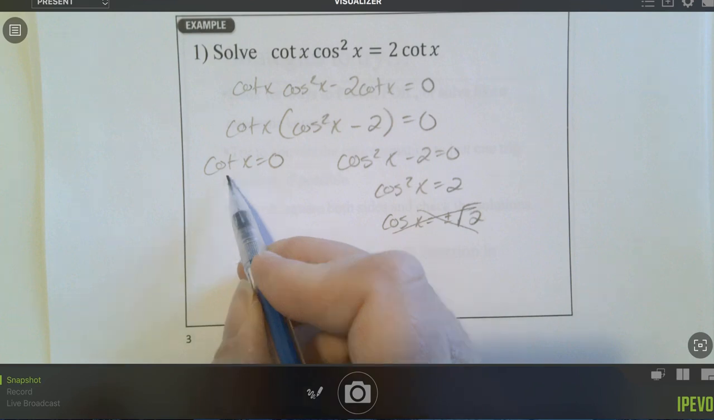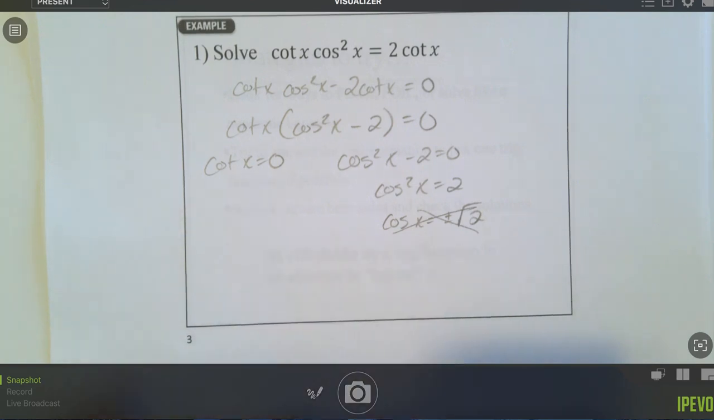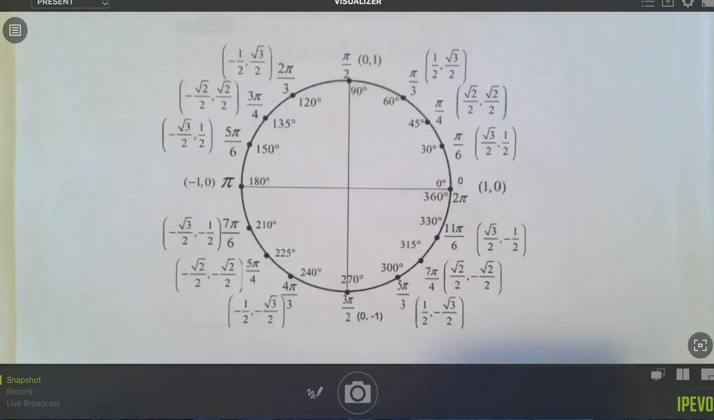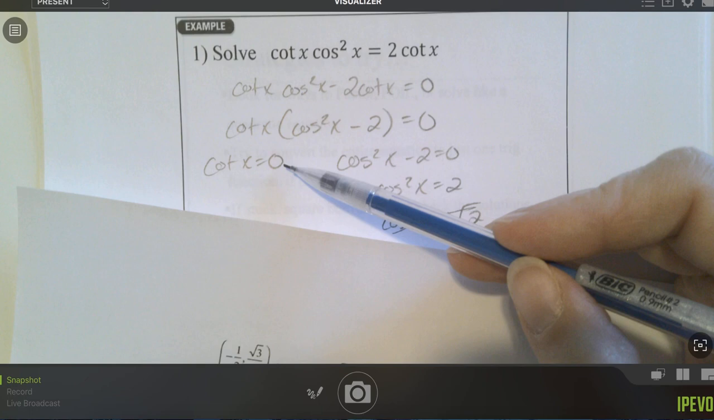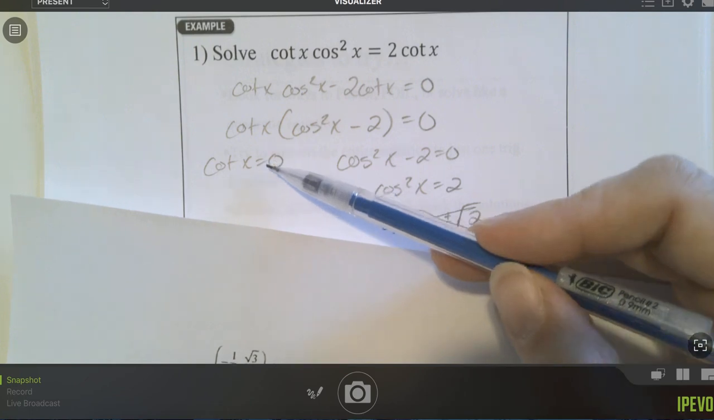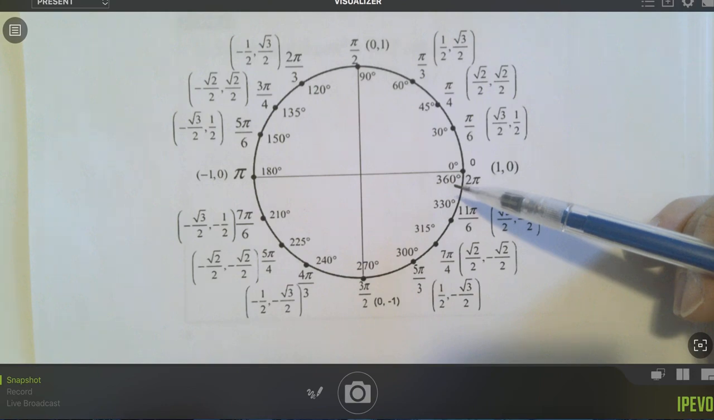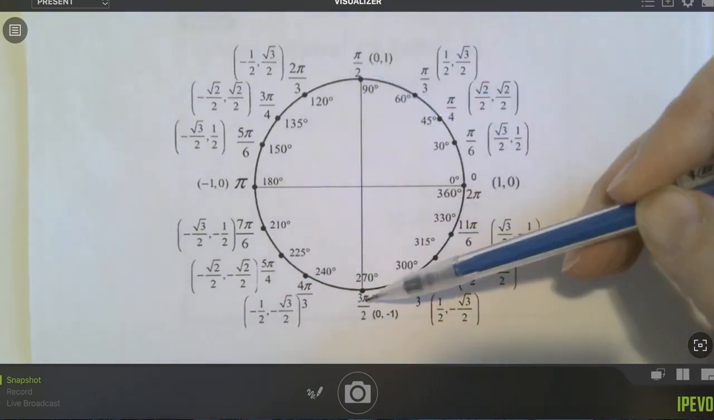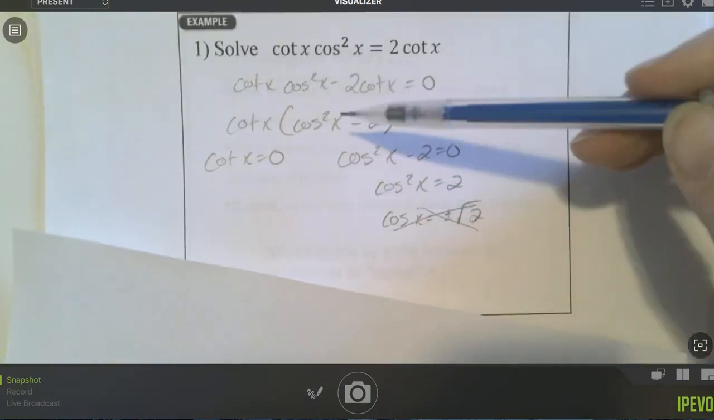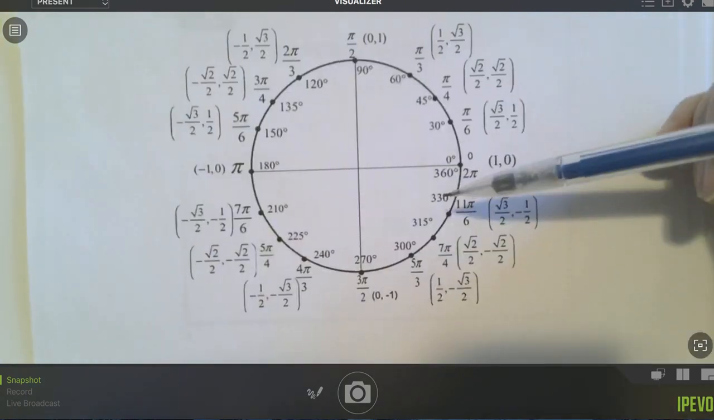But over here, there are places where the cotangent is equal to 0. So you're going to want to look at your unit circle. Here I have the unit circle, and if we want the cotangent to be equal to 0, and remember cotangent is cosine divided by sine, so we want a place where the cosine is 0 and the sine is not 0. And that happens right here at pi over 2, and then again here at 3 pi over 2. And I don't just want those two answers. I want all the possible answers. And so, of course, we can go around the circle as many times as we want.